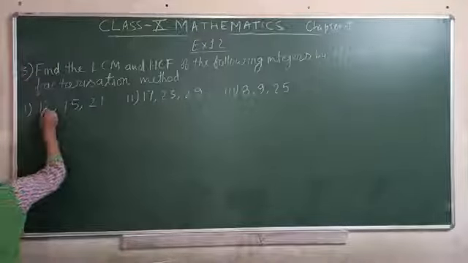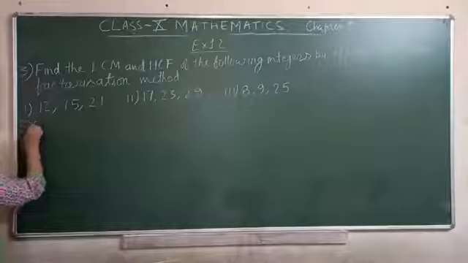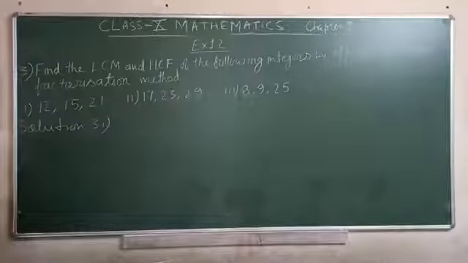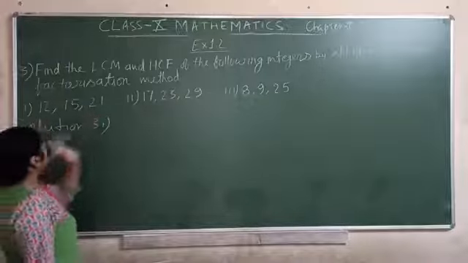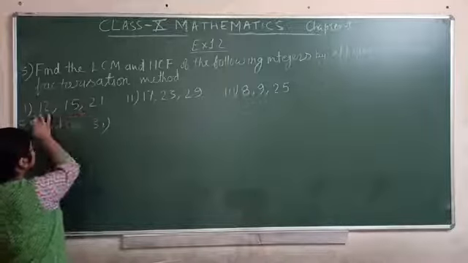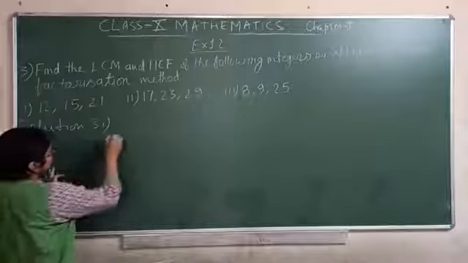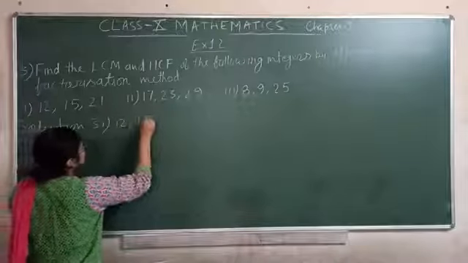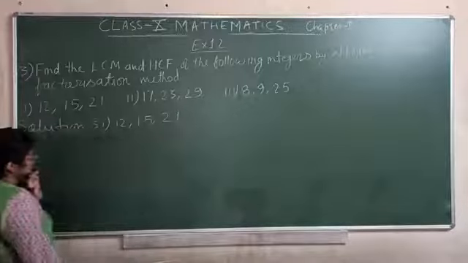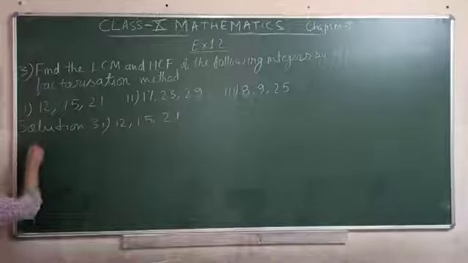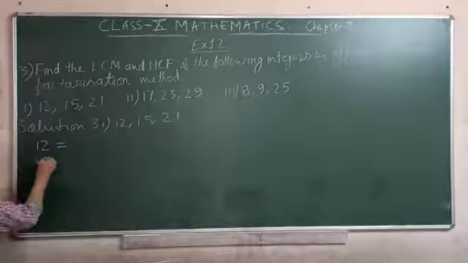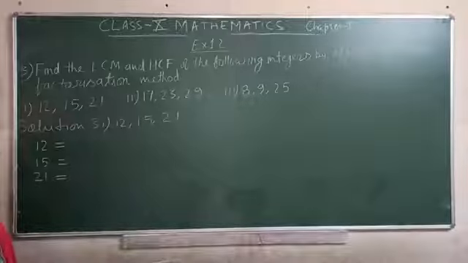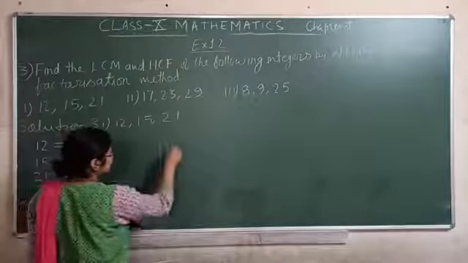So question number 3, first part. First, what we have to do is the prime factorization of 12, 15 and 21. First question is 12, 15 and 21. We have to do the prime factorization of 12, 15 and 21. Prime factors we have to find. You can do it like that also.